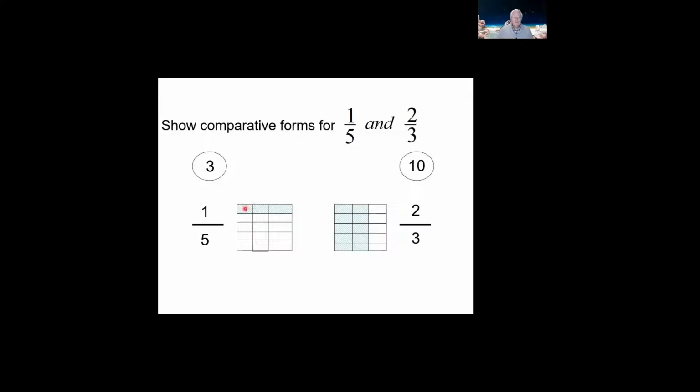When we think about the comparative form then, there's a couple of questions we can ask. The first question is, how many pieces are there of these smaller pieces in this instruction? When we share with 5 and we take 1, and we create the comparative form, we have 1, 2, 3 pieces. When we share with 3 and take 2, and we take the comparative form, we have 1, 2, 3, 4, 5, 6, 7, 8, 9, 10.